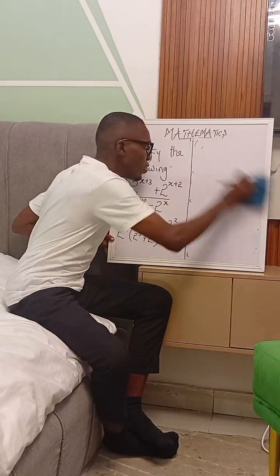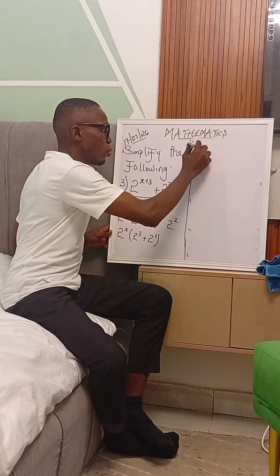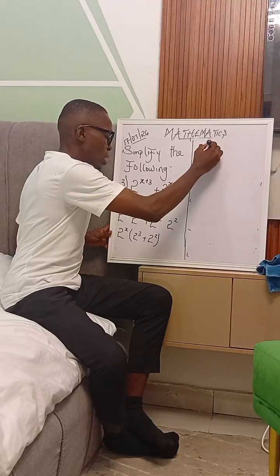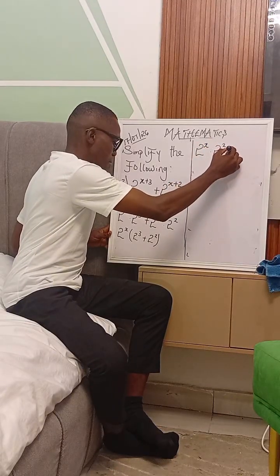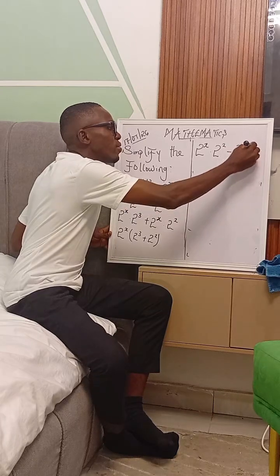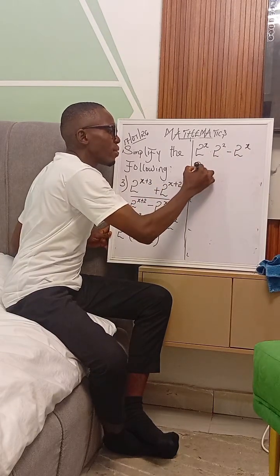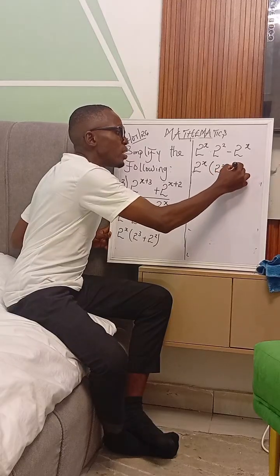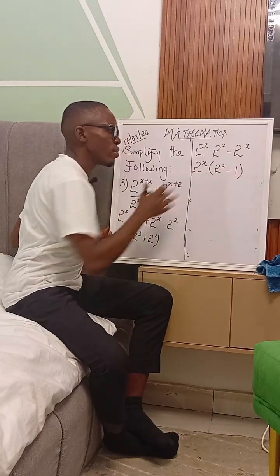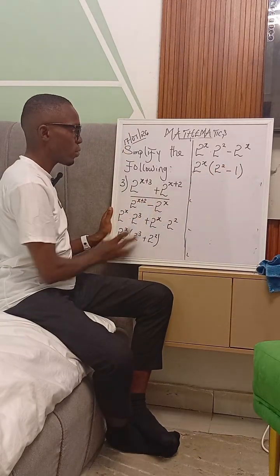Now for the denominator, this is what I will have: 2 power x dot 2 power 2, then minus 2 power x. The same thing is common, 2 power x. And I'll be left with 2 power 2 minus 1, because when this divides, it's 1. So I can write them out now.